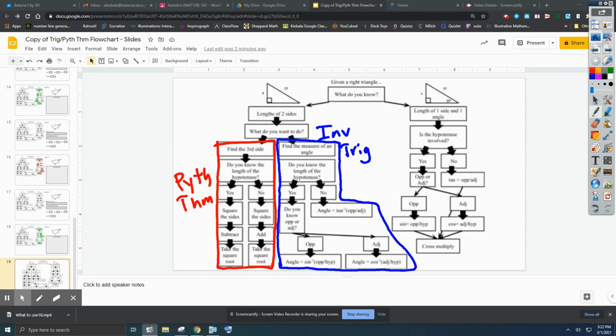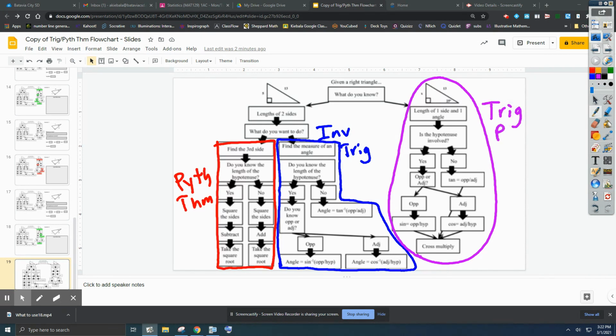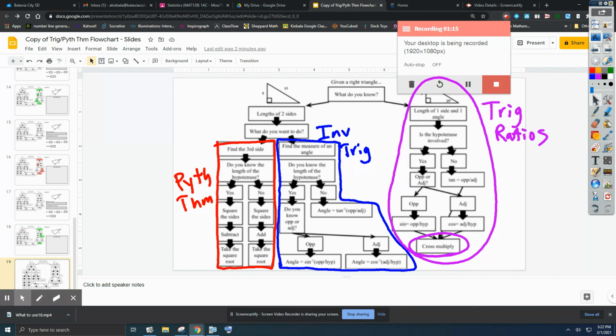On the other side here that I'm going to highlight in purple, if you're given one side length and one angle other than the 90 degree angle, this is where you'd use your trig ratios and proportions. If you notice, all of these end by cross multiplying. So using this flowchart, it might help you know what to use. I think determining what to use is the toughest part of trigonometry. So good luck. Use this as a guide, and maybe you could use it for future problems.